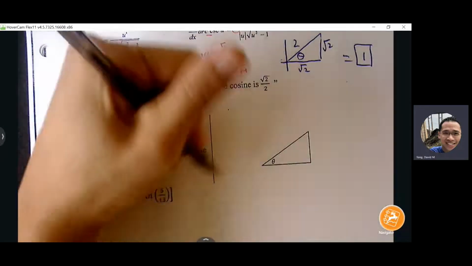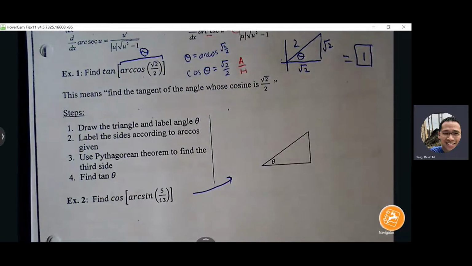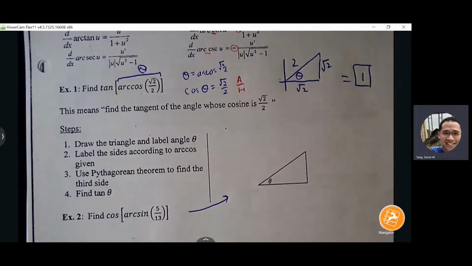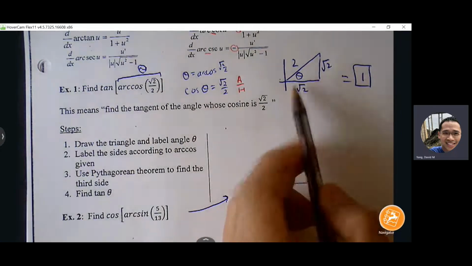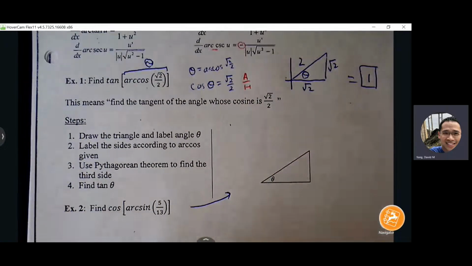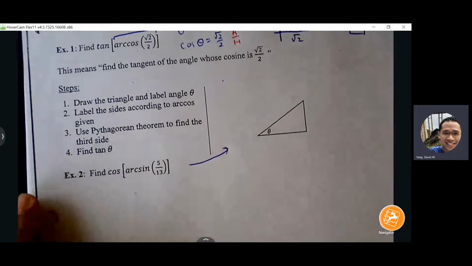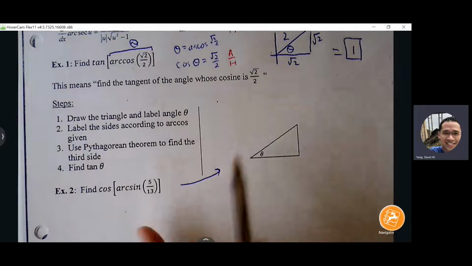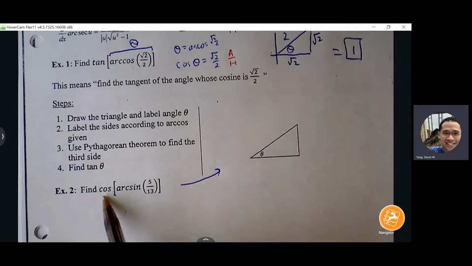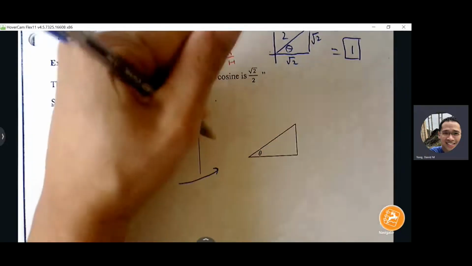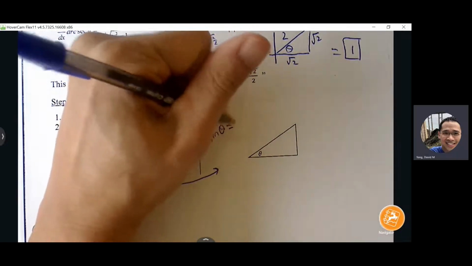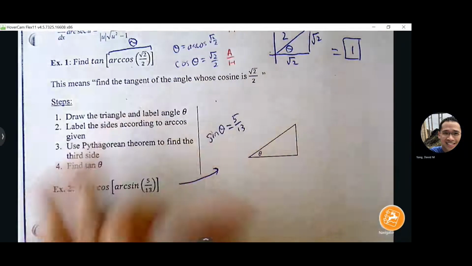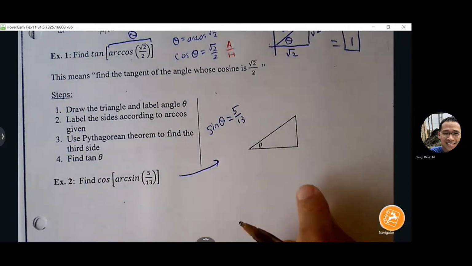Okay, let's try example 2. Sometimes we may recognize this as a special right triangle value, a unit circle value at pi over 4. But even if it's not a special unit circle value, we can still gather information from the triangle. So here, example 2 says, find cosine of arc sine of 5 over 13. In other words, we want to create a triangle where sine of theta is equal to 5 over 13. So how can I fill out this triangle here?